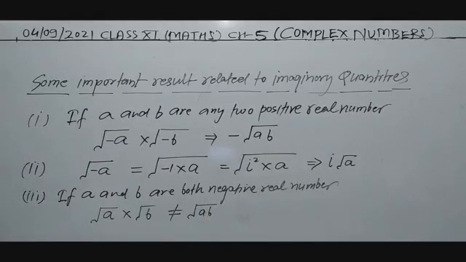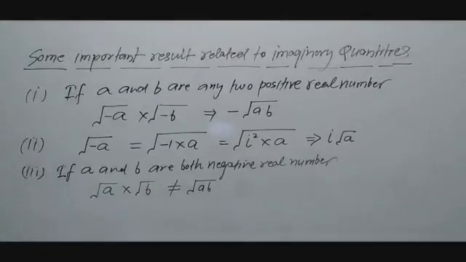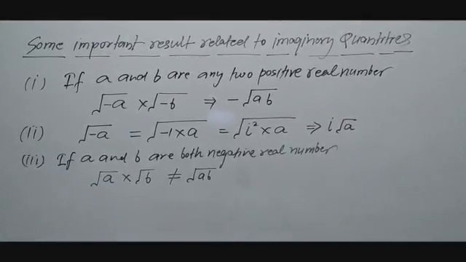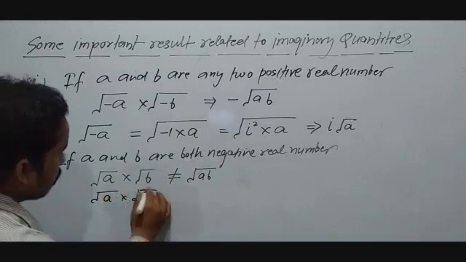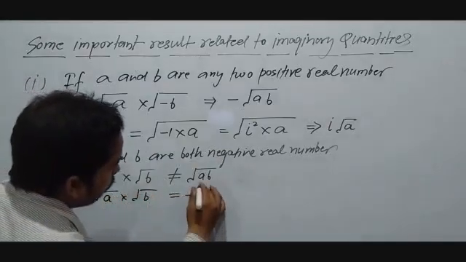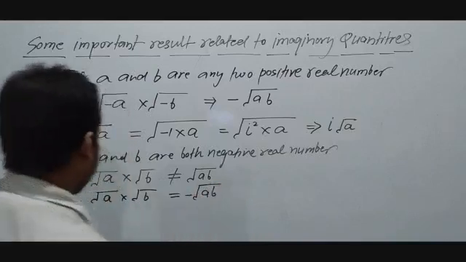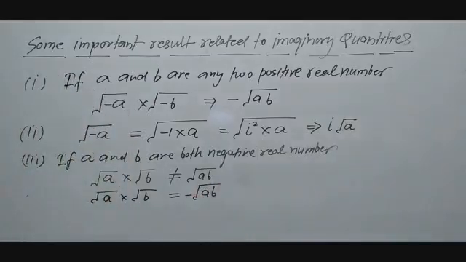And suppose if a and b both are negative, so what will be its result? In case both are negative, this will be equal to minus times root over ab. This is minus times root over ab.